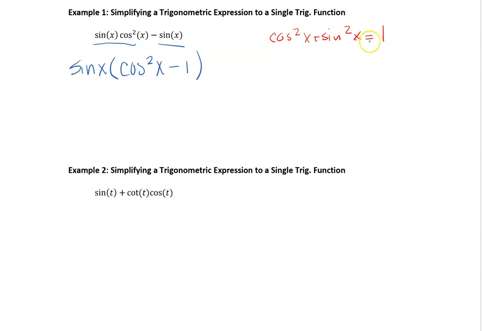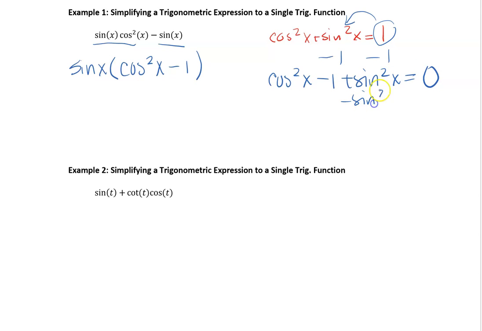So I want to create a cosine squared x minus 1 over here. And in doing that, okay, I'm going to leave the cosine x. I'm going to move this 1 over here, so I'm going to subtract 1 from both sides. So I get cosine squared x minus 1 plus sine squared x equal to 0. I'm going to subtract that sine squared over. And so I have a cosine squared x minus 1 equal to negative sine squared x.